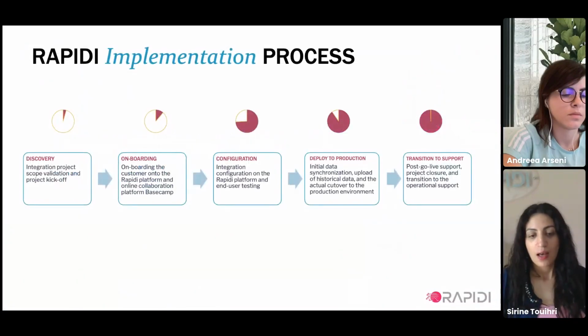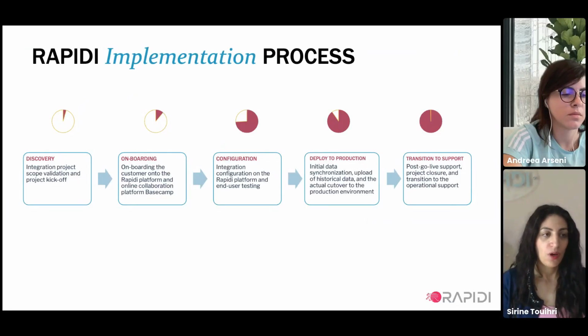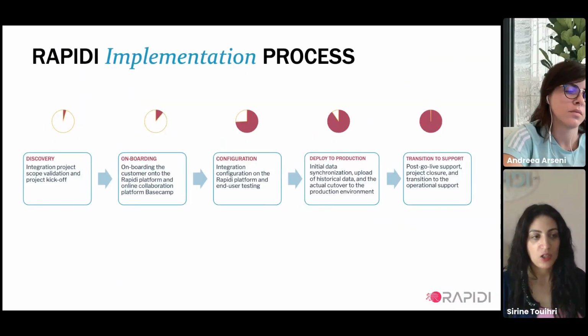So when we decide to start working together, we have this 5-phase approach so that we can ensure a smooth implementation process. We normally start with discovery. So our consultant will guide you through the integration project scope validation and project kickoff. When discovery is done, we move to the onboarding, which is basically onboarding you into the Rapidi platform, and Basecamp, which is the online collaboration platform that we use.